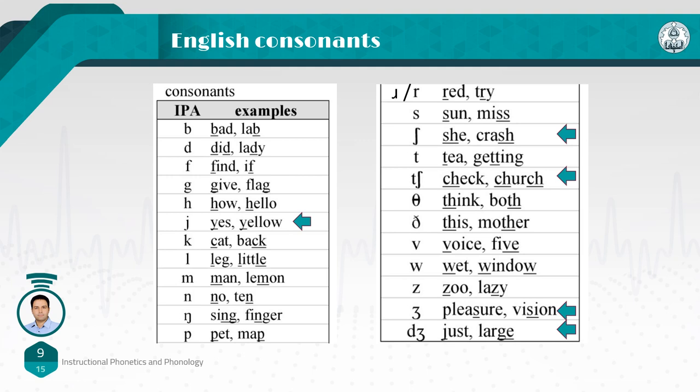Next symbol is H for the he sound, like in how, hello. Next is J. The symbol is like J, but the sound is not J. Here, the sound is ye. In some books, the symbol for ye is Y, like English letter Y. But here, according to IPA, it is like J. Other consonants are easy, for example, ke, le, me, ne, and ng.